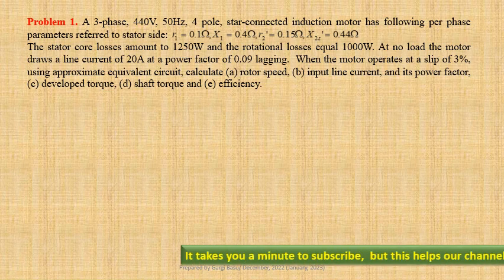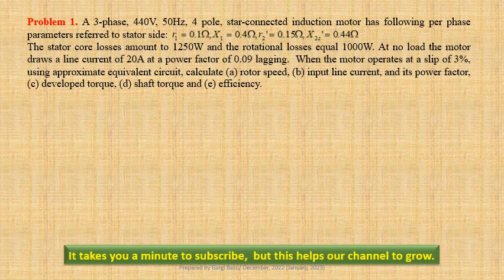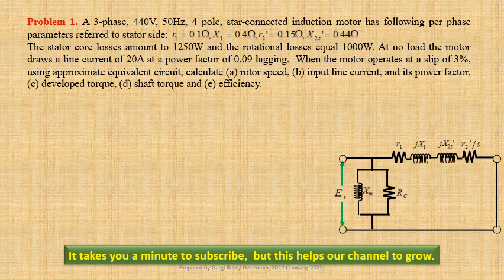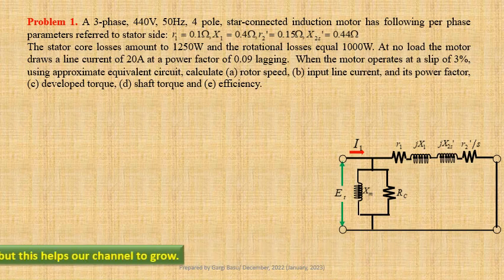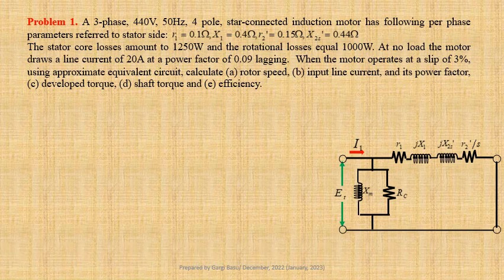When the motor operates at a slip of 3% using approximate equivalent circuit, we have to calculate rotor speed, input line current and its power factor, developed torque, shaft torque and efficiency. Let us first write down the given data.